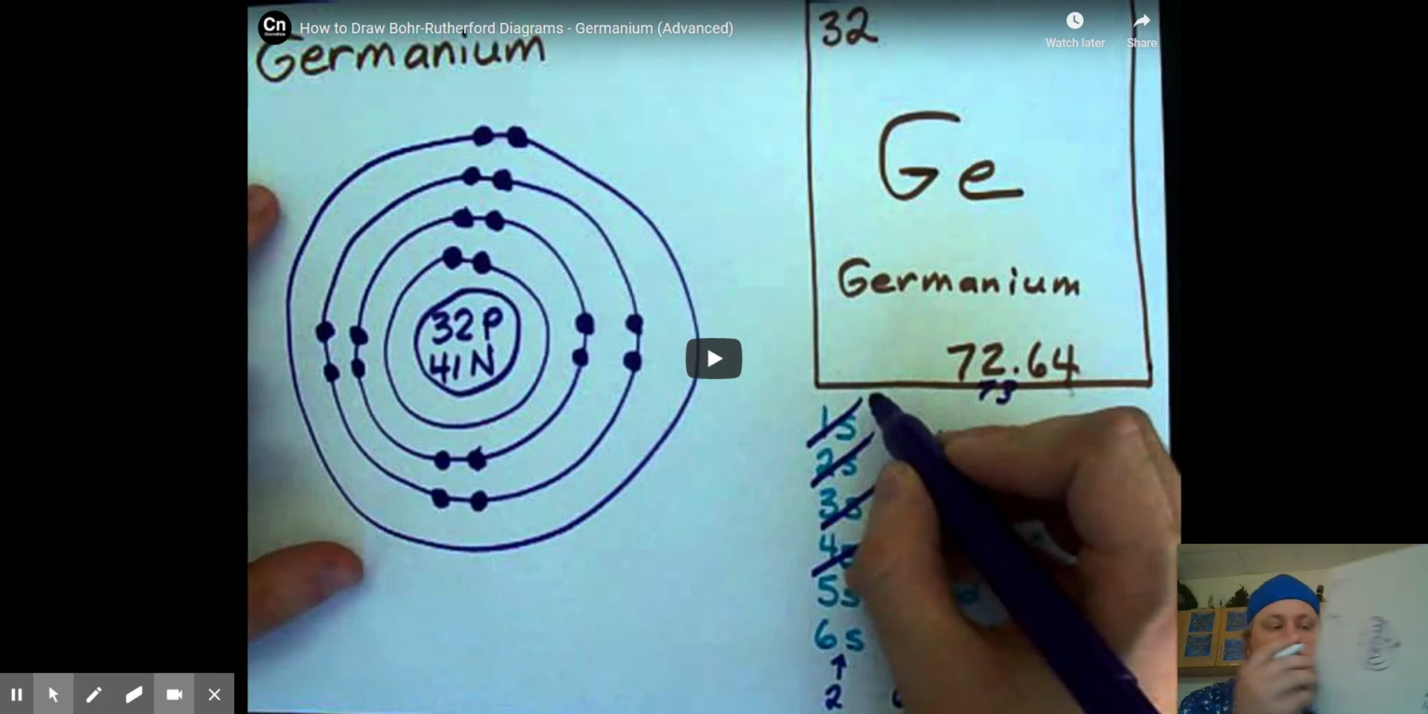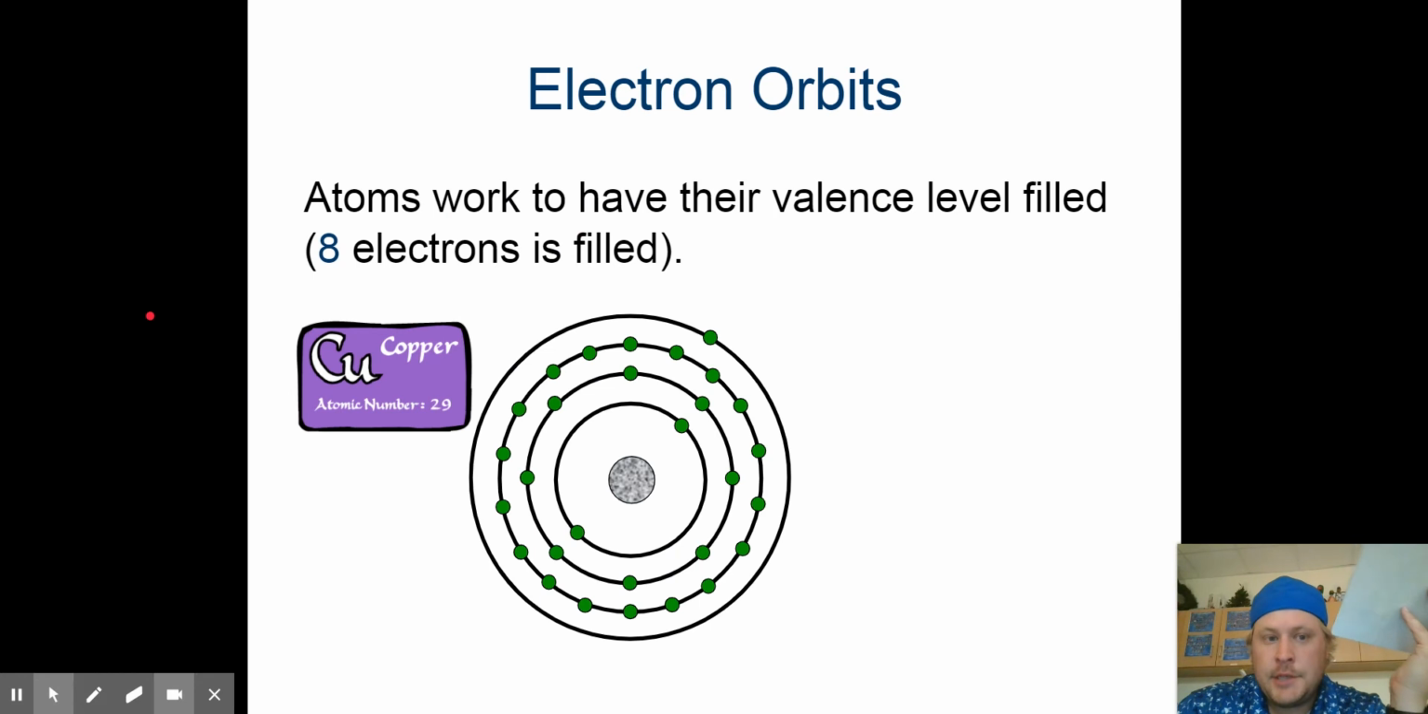Let's count the number of orbitals. 3 orbitals. How many valence electrons? The outermost. 1, 2, 3. So there's my answer. That's what we should be able to do. All right. So by the end of this lesson, that's what you're going to do.